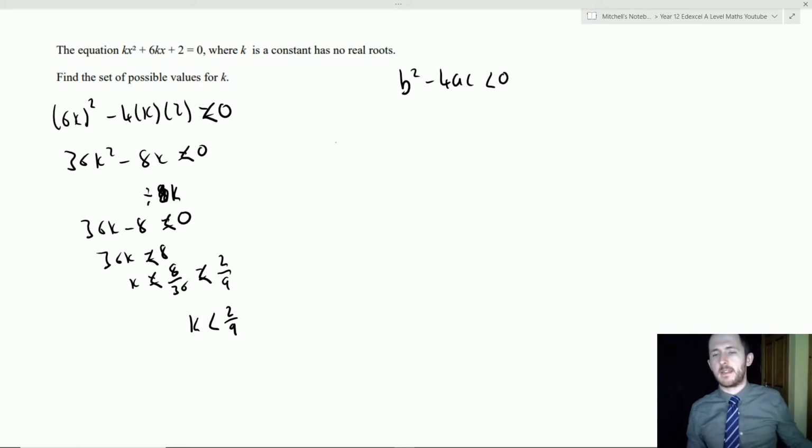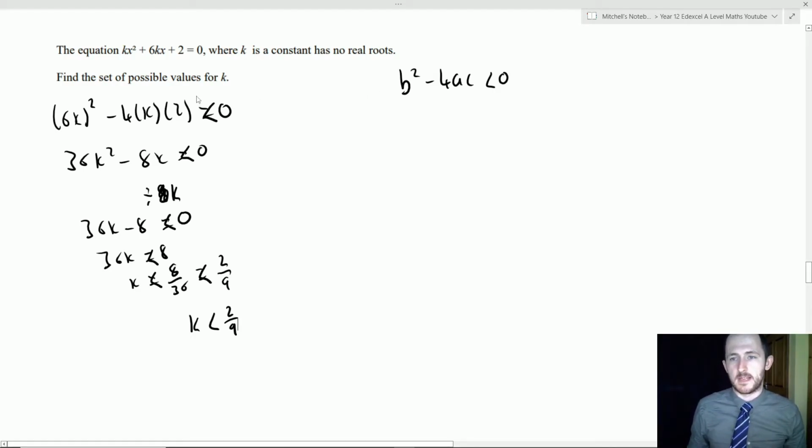The reason why I made that mistake just now of writing equals is I usually teach pupils that don't like inequalities to just write equals and then at the end add the inequality back. Which is fine if you want to do that. It doesn't actually change anything. But that is the correct way of doing that. Perfect.